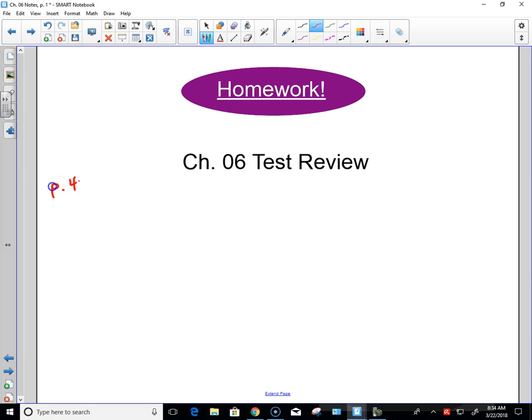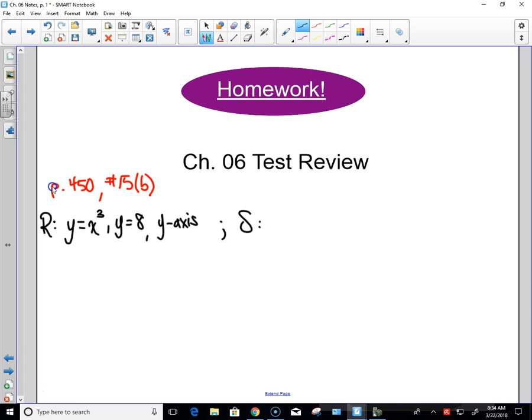Page 450, or you guys know it's the 450 section, 15B. Okay, I'm still listening, though. Are there any other questions that we have? Say it out if there is. Okay, this is for the region R. Then we have the region S, which is bounded by... What do you guys think? Is it helpful to get a graph? Okay.